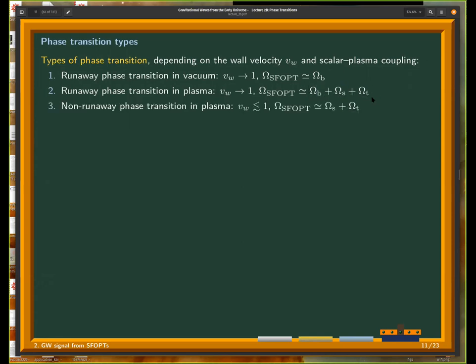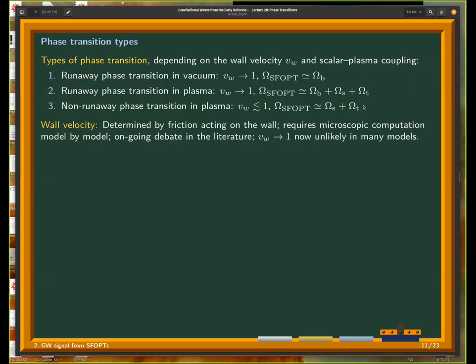And then the final case would be that there really is a strong friction acting on the bubble walls, and the bubble walls reach some terminal velocity smaller than the speed of light. This would be a non-runaway phase transition in plasma. In this case, the contribution from bubble collisions is negligible, and the most important contribution comes from sound waves and turbulence only. So to distinguish between these three cases, you have to know the bubble wall velocity.